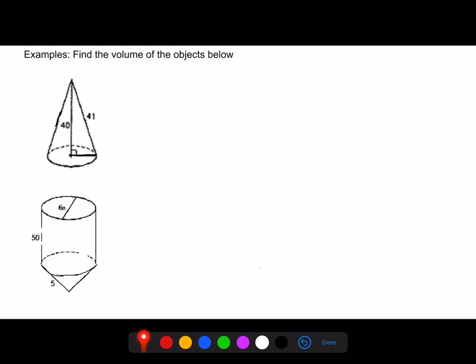We have a cone here, and we have a composite figure. The composite figure is just like the last lesson. But let's go ahead and get started on this cone first. If I look at it, I see that we have a slant height of 41, and we have a normal height, h, of 40. What we're missing, though, is our radius, r. So with this, we can go ahead and use Pythagorean's theorem to solve for r.